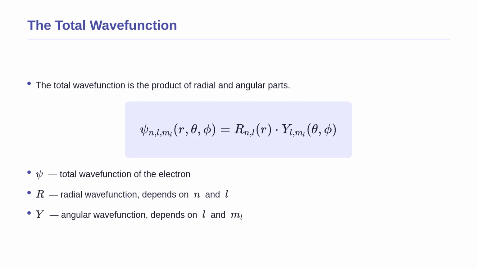If n increases, the electron wanders further away. The angular part Y depends on L and the magnetic quantum number m sub L. By multiplying these two functions together, we get a complete three-dimensional map of the electron's behavior. This beautiful equation is the foundation of all molecular geometry.